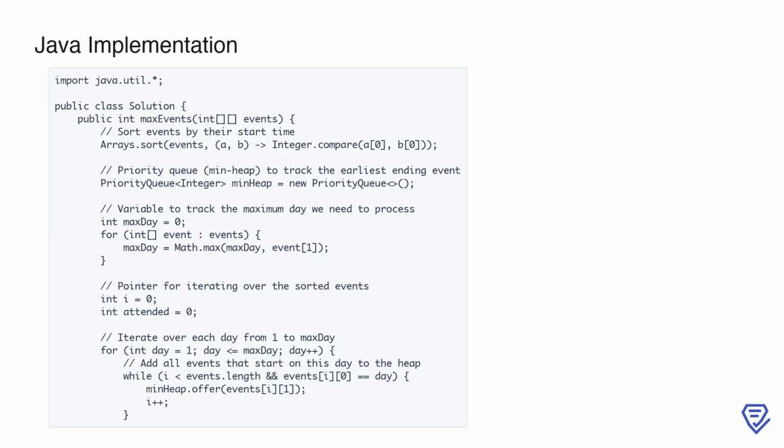Afterward, we set up a pointer, I, to traverse the sorted events, and a variable, attended, to count the number of events attended. Now, we use a for loop to iterate over each day from 1 to the maximum day. For each day, we add all events that start on that day to our heap by checking if their start day matches the current day. This allows us to dynamically track which events are available to attend as we move through the days sequentially.